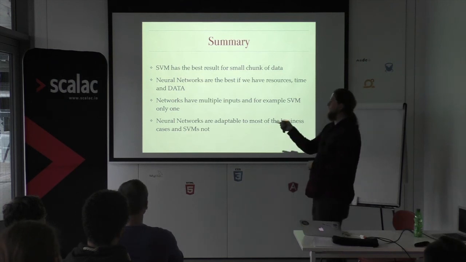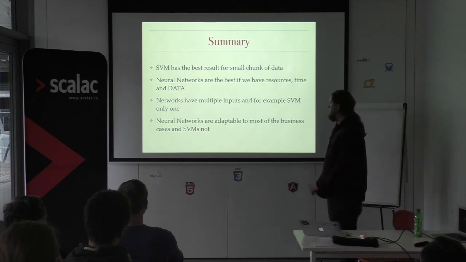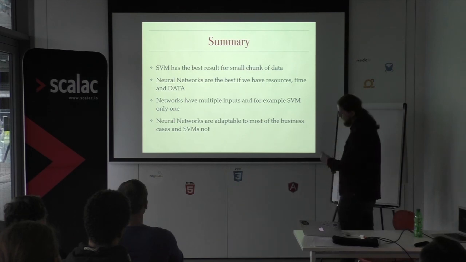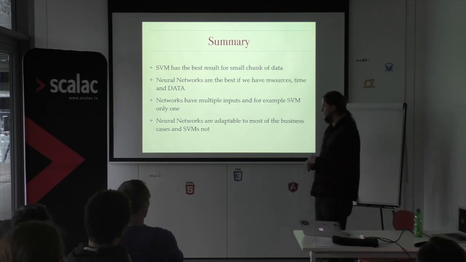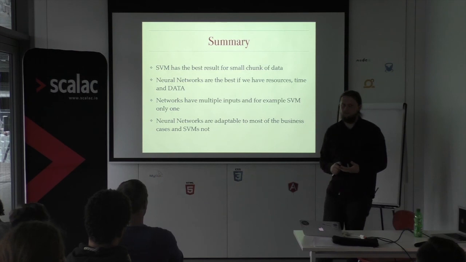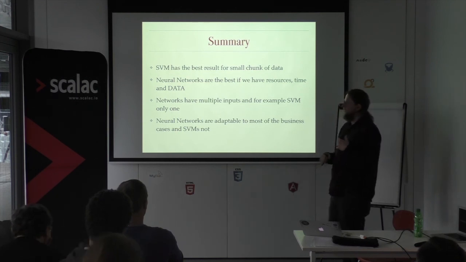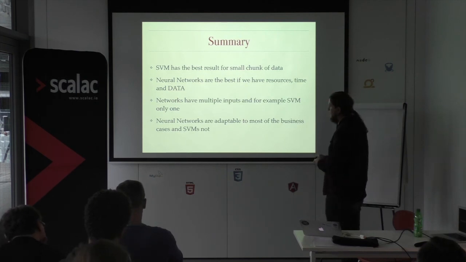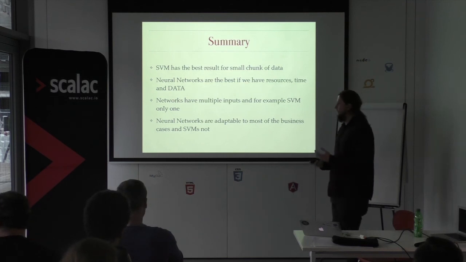The big advantage of networks is that they have multiple inputs. As I showed you before, we had 784 inputs. SVMs have only one. The biggest use case for support vector machines is that they are used for classification. Neural networks are adaptable to most business cases. Because this is such a hot topic and things are popping up every single day, I'd say neural networks are the best. It's the hottest topic out there for machine learning.